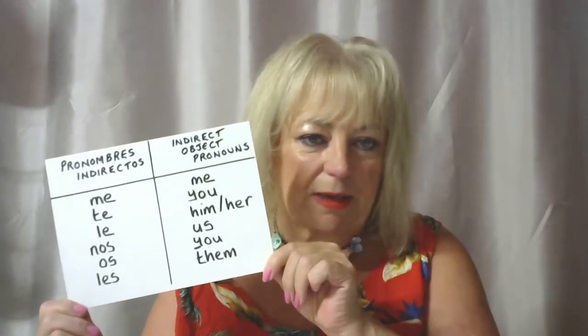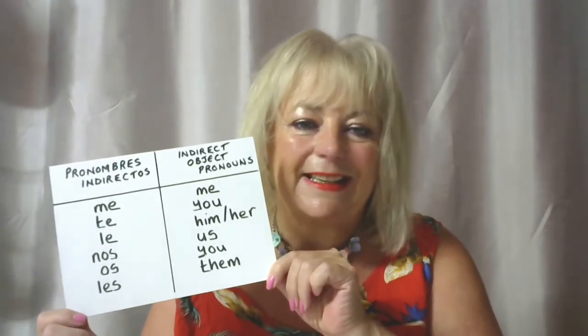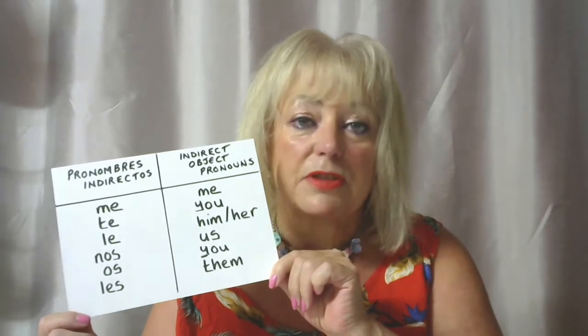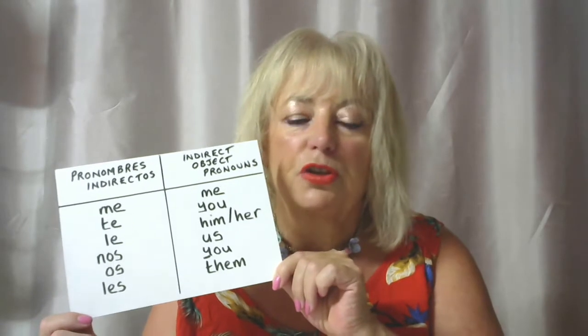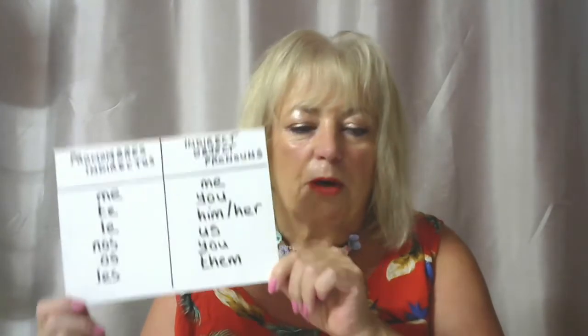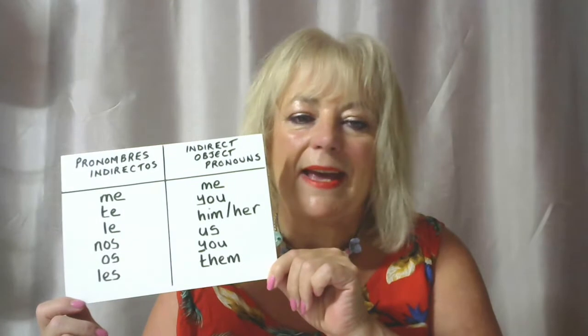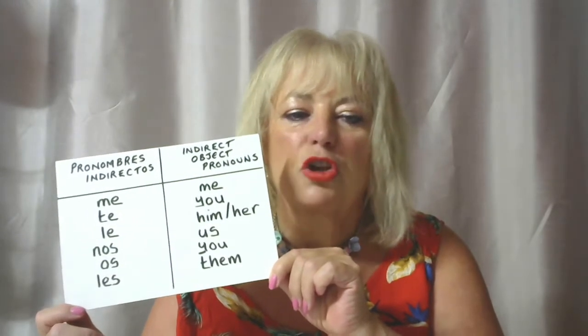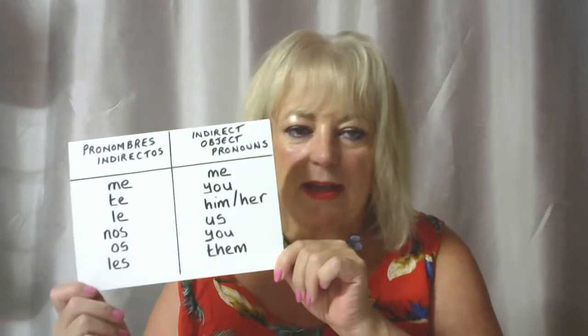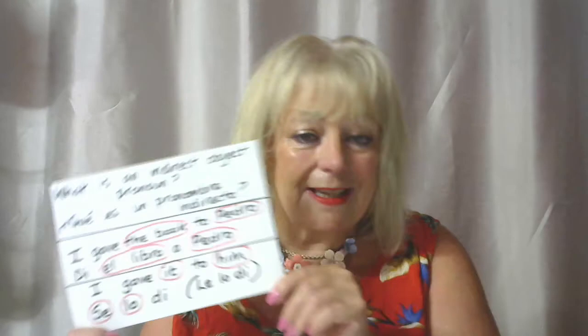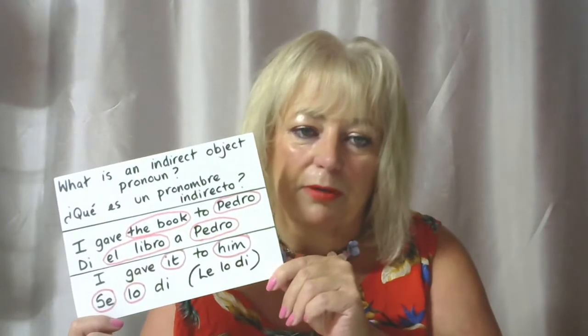Okay, so let's have a look at indirect object pronouns in English and Spanish. So you see that in English, indirect object pronouns are me, you, him, her, us, you, them. Whereas in Spanish, it's me, te, le, nos, os, les. Okay, so they're the actual pronouns themselves, and later we're going to look at some example sentences. But what I want to do first is explain exactly what is an indirect object pronoun.